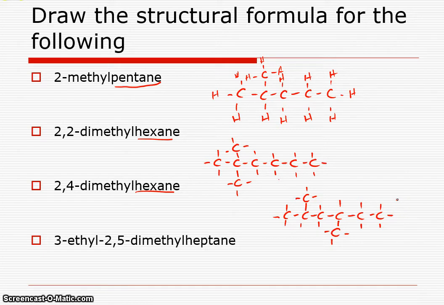And now I have 3-ethyl-2,5-dimethylheptane. So let's start with our parent chain. 1, 2, 3, 4, 5, 6, 7 for heptane. So on 2, I have a methyl group. Let's put 1 here. On 5, 1, 2, 3, 4, 5, I have another methyl group. Wouldn't matter if I put it top or bottom. And then on my third, 1, 2, 3, I have an ethyl group, which is 2 carbons. And then I can go in and add in all of my hydrogens.